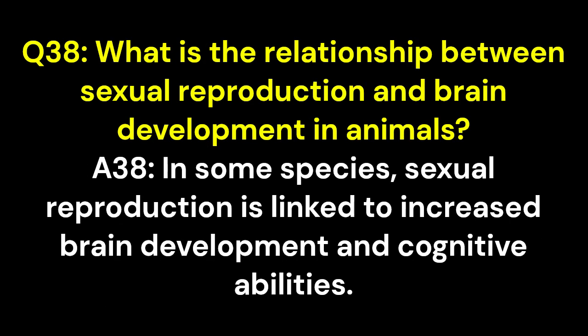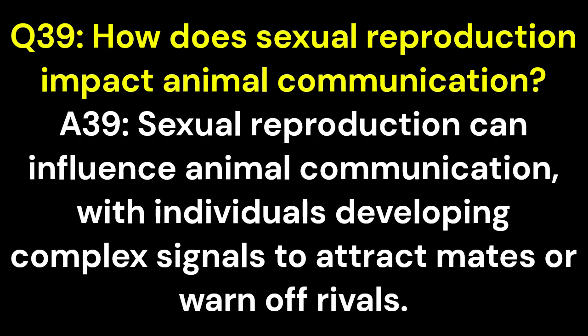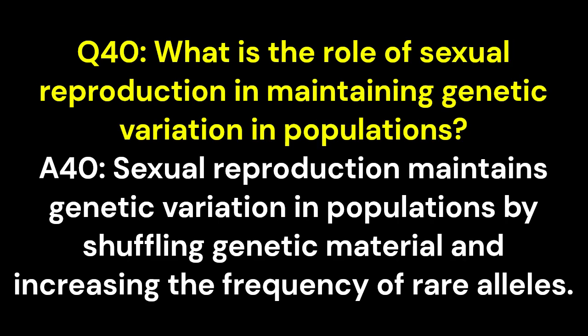Q38. What is the relationship between sexual reproduction and brain development in animals? A38. In some species, sexual reproduction is linked to increased brain development and cognitive abilities. Q39. How does sexual reproduction impact animal communication? A39. Sexual reproduction can influence animal communication, with individuals developing complex signals to attract mates or warn off rivals.